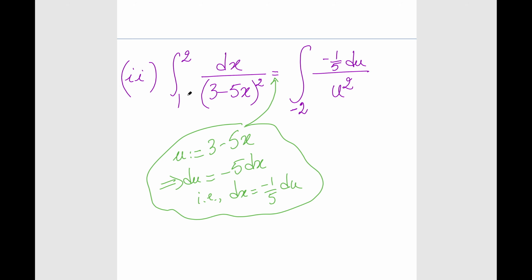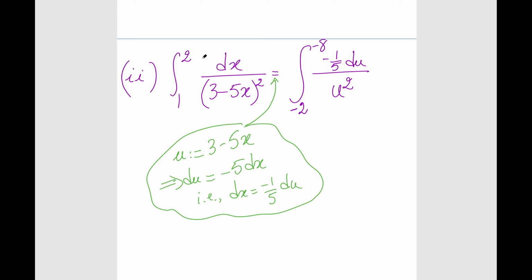So one more time. If x goes to its lowest bound, which is 1, I'm gonna replace x by 1. So this becomes 3 minus 5 times 1. 5 times 1 is 5. 3 minus 5 is -2, right? Now, if x goes to its upper bound, 2, u is going to go to 3 minus 10, which is minus 8. Do you agree with that? Agree with that?